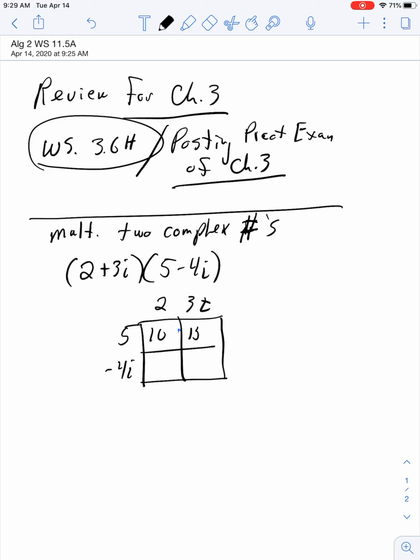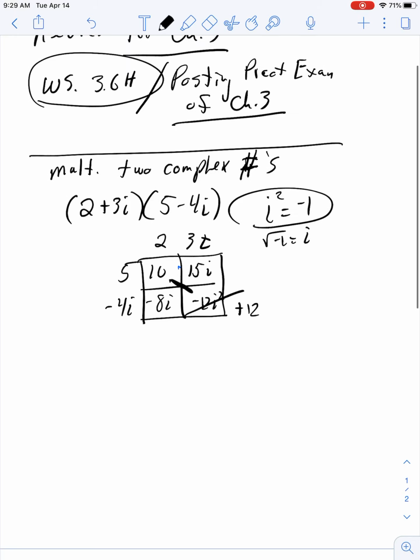So you have 10, 15i, negative 8i, negative 12i squared. And remember, anytime you have an i squared, it's negative 1, or the square root of negative 1 is i. But we're doing this one here. So this is actually a positive 12. And therefore, you want to keep track of your x components. So you have 10 and 12, or 22. And then your y components, which is your i's right here, would be plus 7i. And that's all we're doing for now.